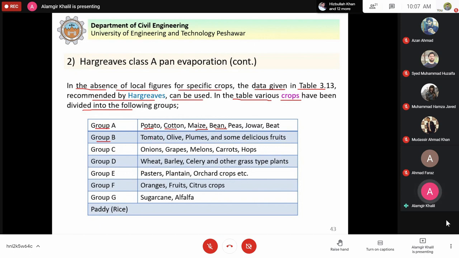In group B we have tomato, olive, plums. In group C we have onions, grapes, melons, carrots. Group D we have wheat, barley, etc. Group E we have pastures, other orchard crops, etc. These are the different crops. Group F we have oranges, fruits. Group G contains sugar cane, alfalfa, and the 8th group, that is rice. So different crops are divided into different groups. These are total 8 groups.